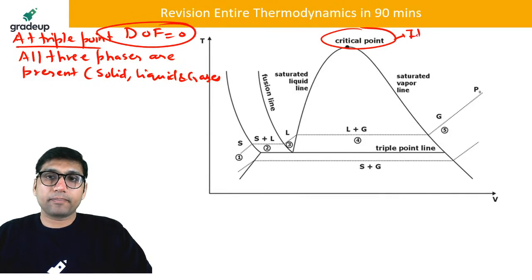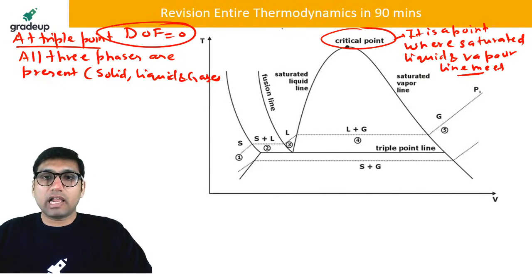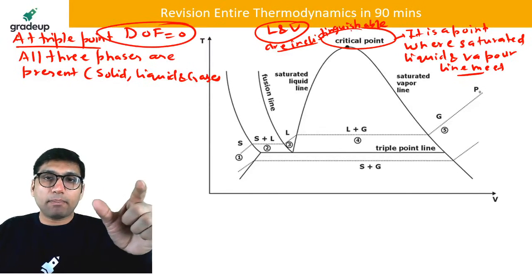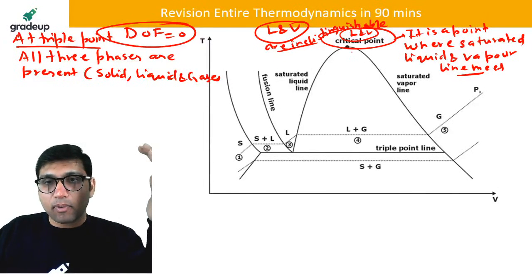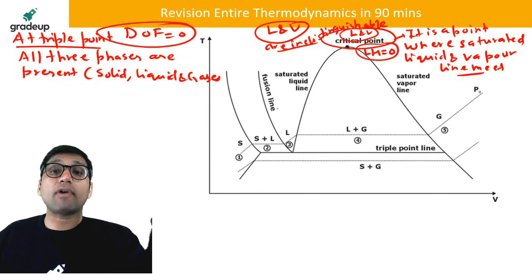Critical point is a point where the saturated liquid and vapor lines meet, or it is a point at which liquid and vapor are indistinguishable. Liquid and vapor phases are indistinguishable. At this critical point, both the liquid and vapor are present together. That is called the critical point. At the critical point, latent heat becomes 0. What is latent heat? It is that heat which is required for a phase change process.